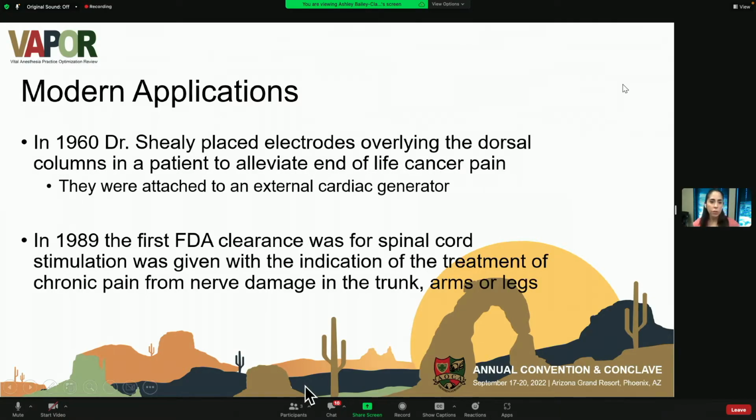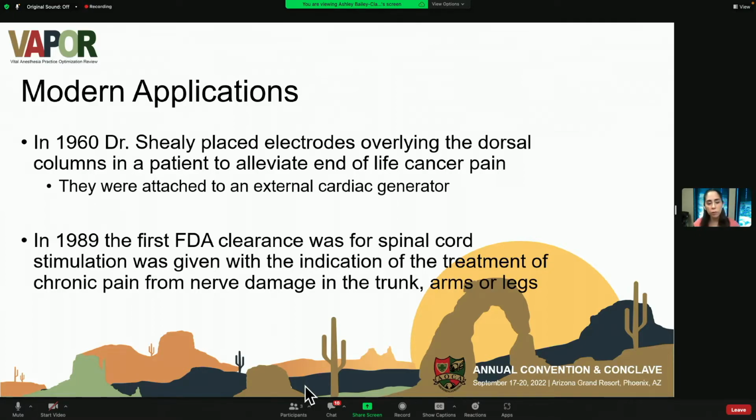More modern applications. In 1960, Dr. Shealy placed some electrodes, more traditional to what we see now, overlying the dorsal column, in an end-of-life cancer patient to see if we could alleviate some of their pain. The battery was not internalized at that point. It was attached to an external cardiac generator. The patient only survived a couple of days due to some other extenuating circumstances, but during that period, they did prove that this was an effective way to alleviate pain.